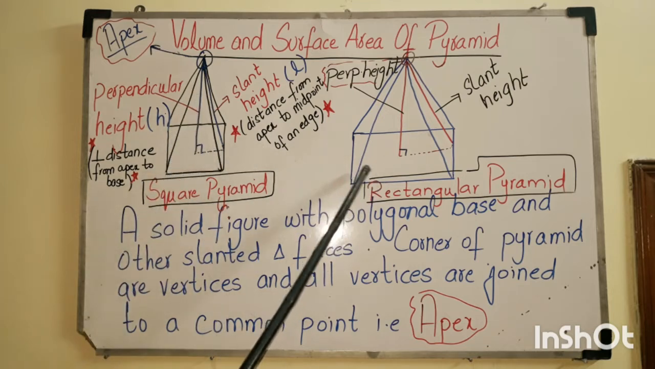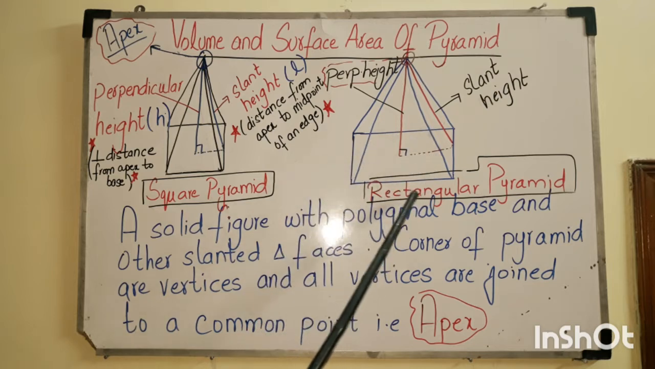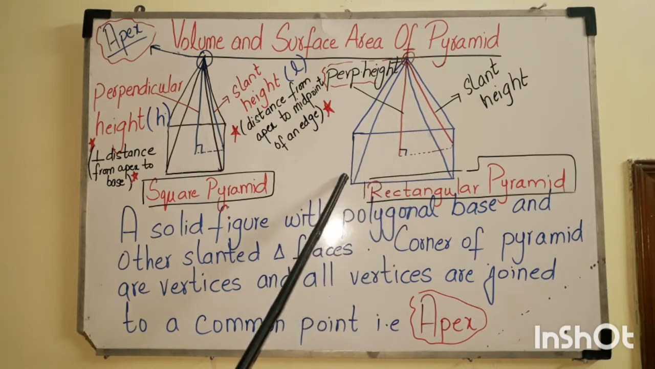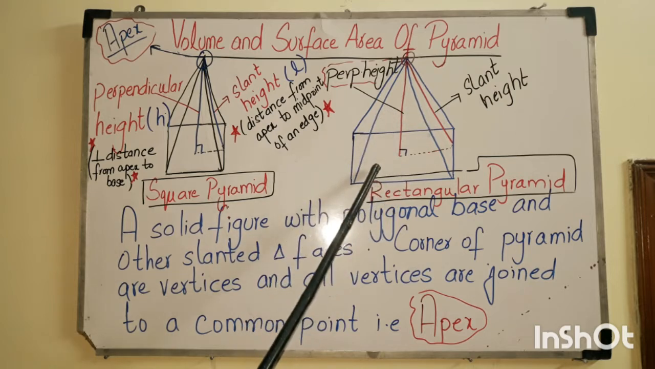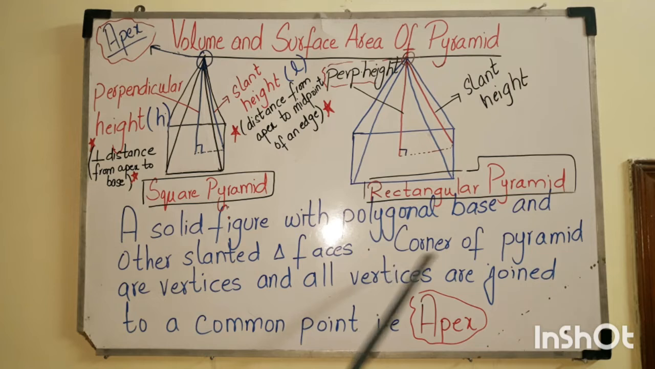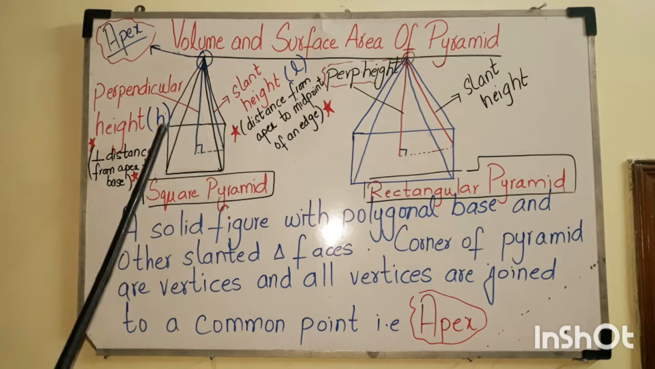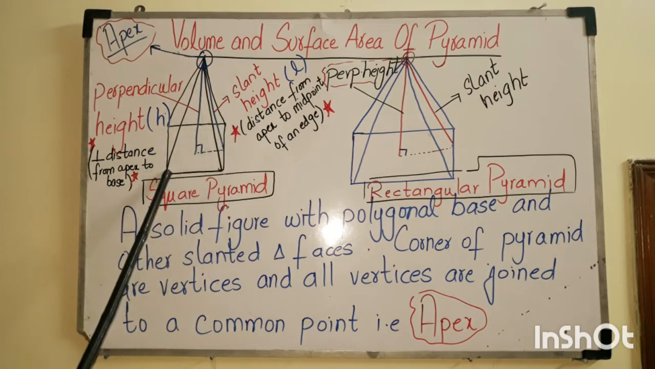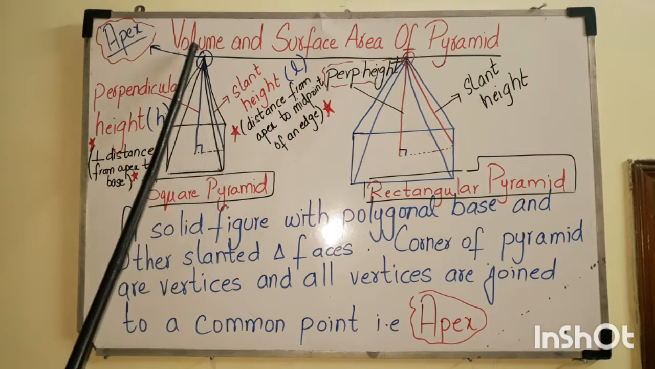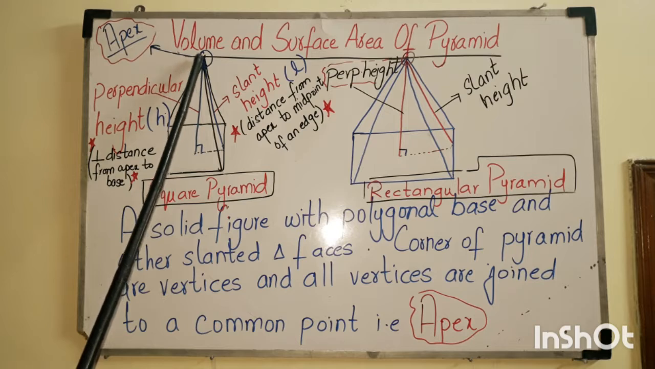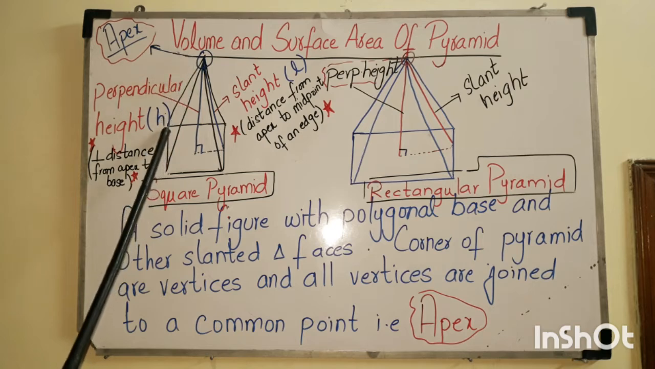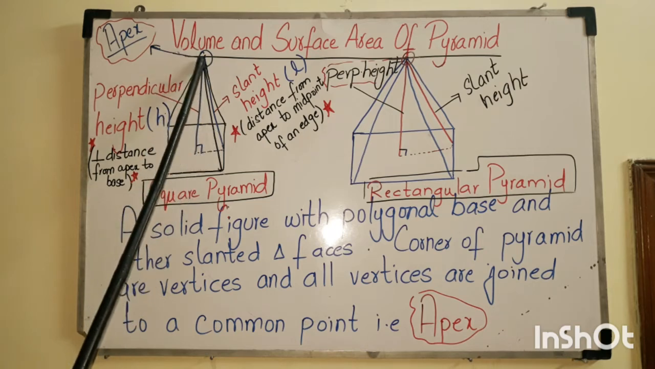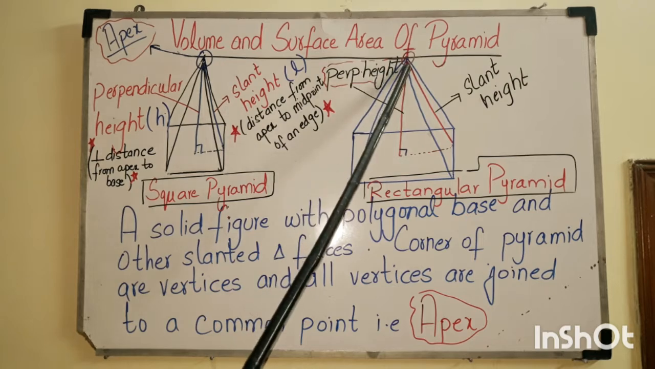So move toward the next one. What is this? This is the rectangular pyramid. Why? Because here the base is rectangular, but all the rest of the faces are slanted triangles. The corners of the pyramid are the vertices, and all the vertices are joined to a common point, that is the apex. These are the corner points of the base, and these are all joined together with a common vertex, with a common point, that is called the apex. In other words, the apex drops some lines which join the corner points of the base we have. So this is the apex of the square pyramid, and this is the apex of the rectangular pyramid.